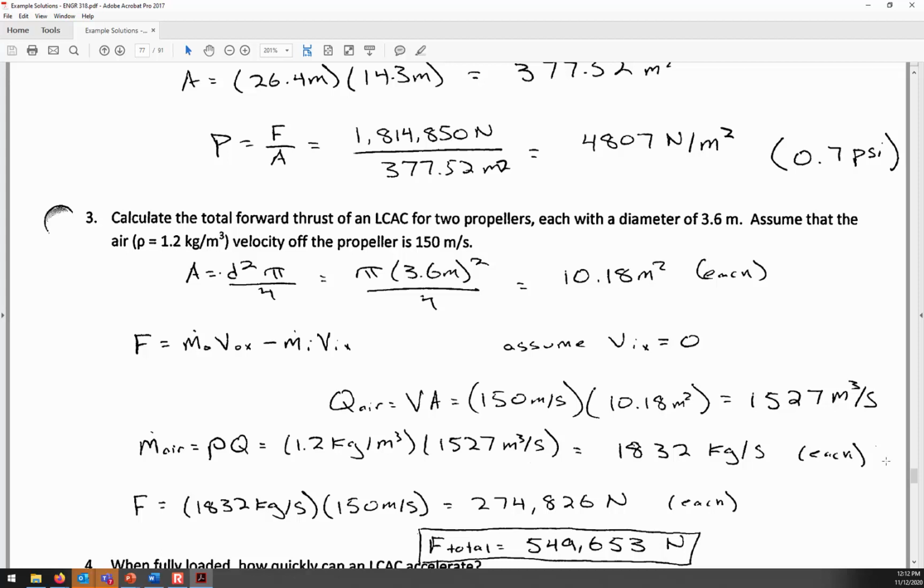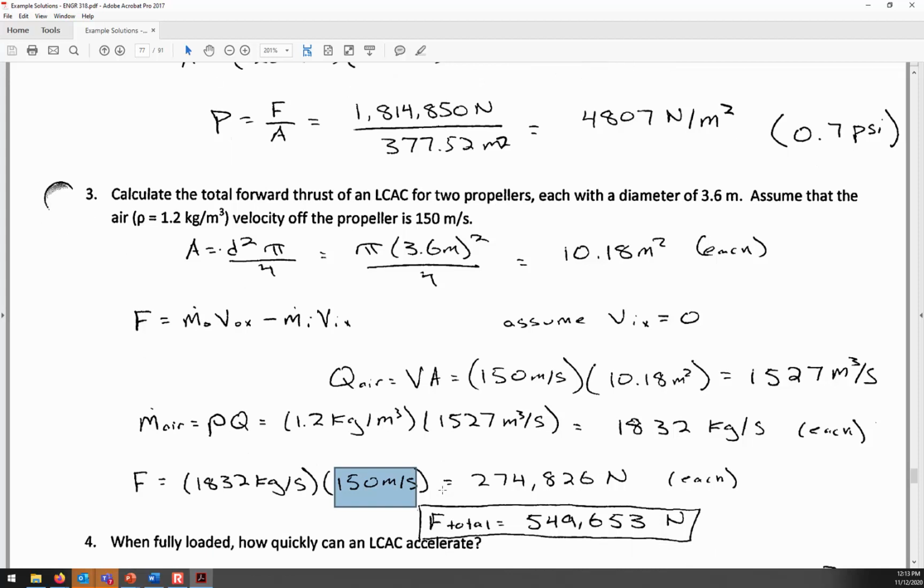And so then the force, since we're assuming that its maximum acceleration will occur when it has not yet achieved any forward velocity. It'll accelerate quickest at first, but then as it begins moving, the incoming velocity is going to reduce its effective forward thrust. And so the maximum force is going to be when the mass flow rate in and velocity in are zero, and it's only the air out that's being pushed by the propellers that causes the thrust force. So the mass flow rate of 1832 kilograms per second times the velocity means that it's 274,000 newtons of thrust each. So in total, that's essentially 550,000 newtons of thrust.